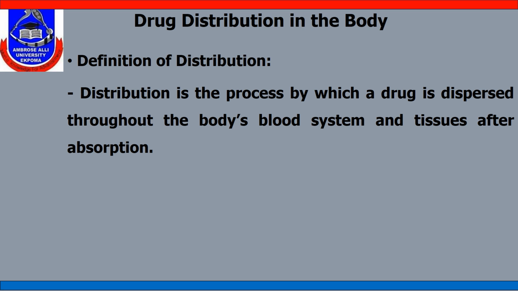Now let's look at drug distribution in the body. To understand this concept, all we need to do is to provide a definition for drug distribution. Drug distribution is simply a process by which a drug is dispersed throughout the body's blood system, including tissues, after absorption.